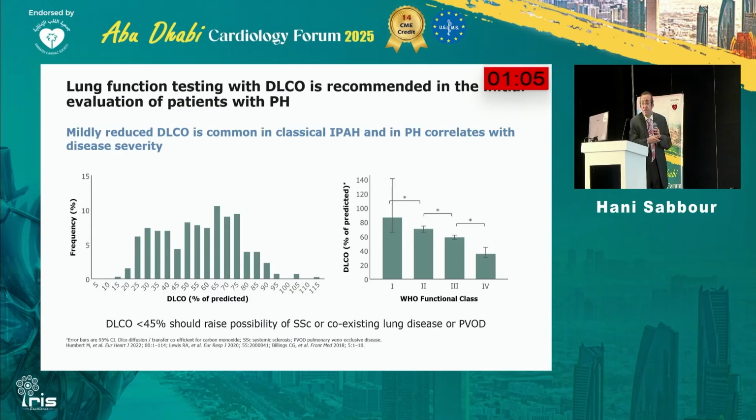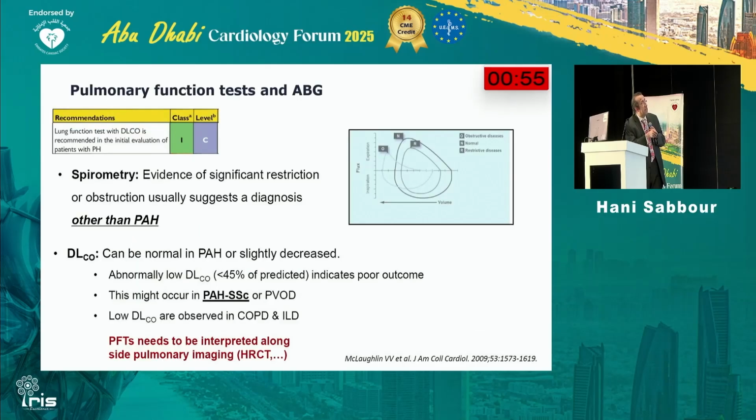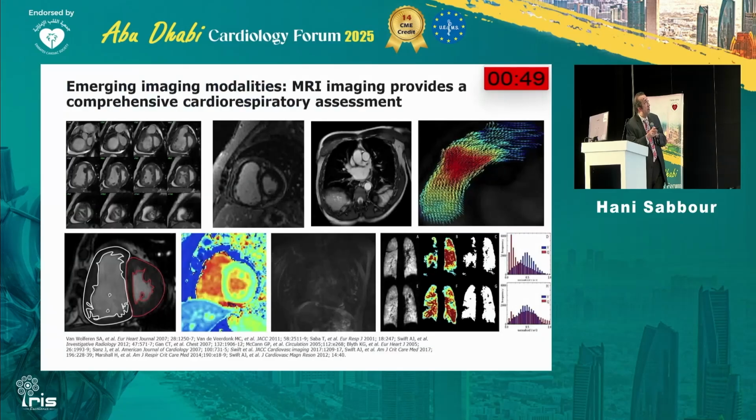Less than 70% means the vascular resistance is so high you cannot transfer oxygen. Very simple. And if it's less than 45%, it's almost certainly pulmonary hypertension. And this is key. So when you look at the DLCO, it tells you that the patient probably has pulmonary vascular disease. What about cardiac MRI?